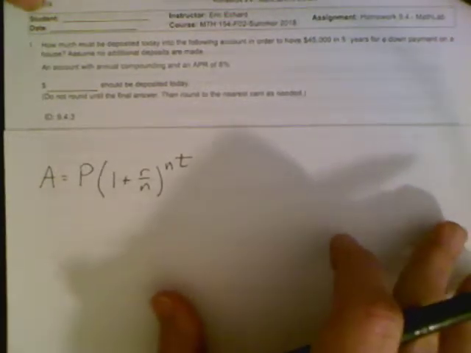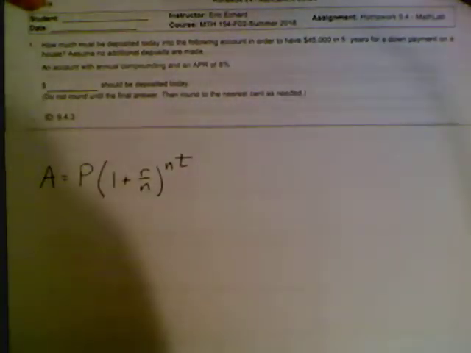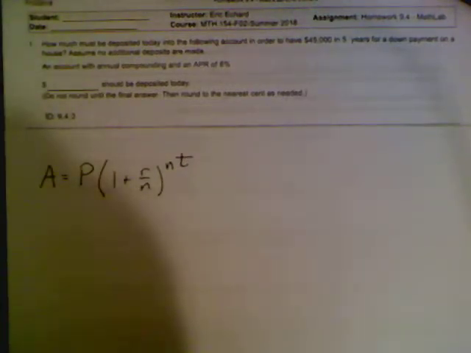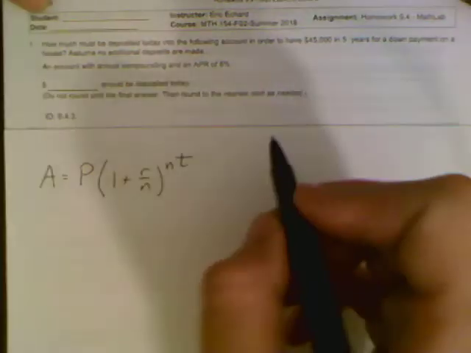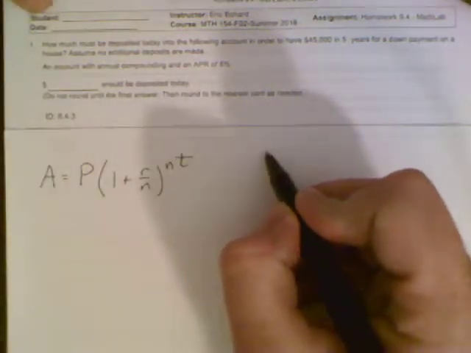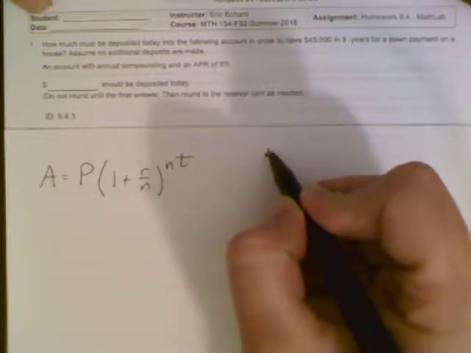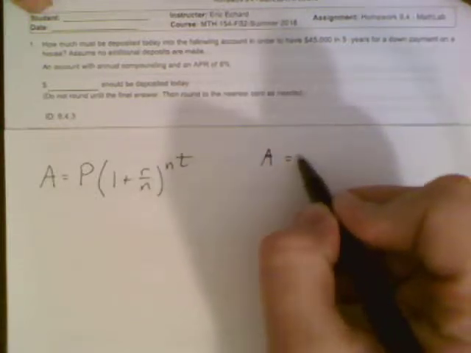So, the question is, how much must be deposited today into the following account in order to have $45,000 in 5 years for a down payment on a house? Assume no additional deposits are made in an account with annual compounding at an APR of 8%. So we're going to start by writing down that 45,000 is important. Well, that is the A value.